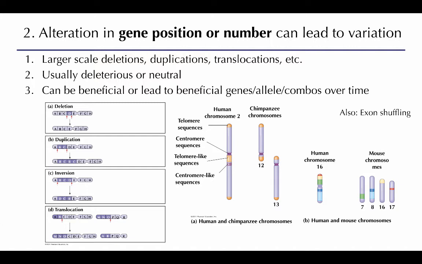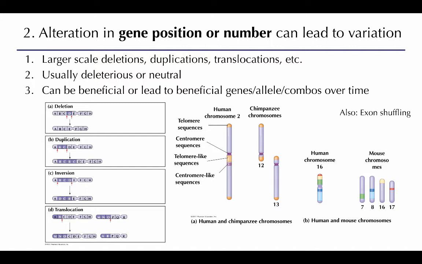We also see, so 23 pairs of chromosomes is what humans have. Chimpanzees have 24 pairs of chromosomes. And what they see is 2 chromosomes in the chimp, number 12 and number 13, look basically like they're fused to make human chromosome number 2.